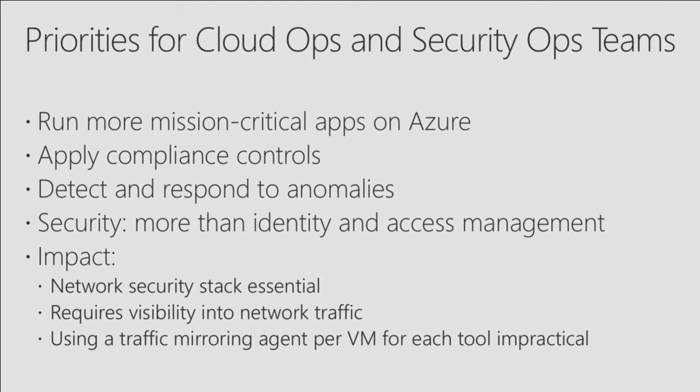And to mirror this traffic, you cannot have multiple agents running on these workloads because there's an impact to the application and the cost of the application itself. So how do you optimize that? These are some of the priorities that you might be thinking about as you migrate your on-premises mission-critical applications into Azure as well.